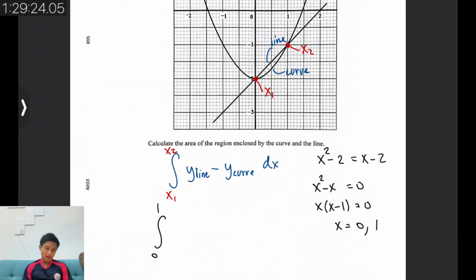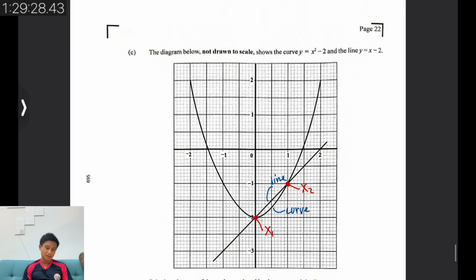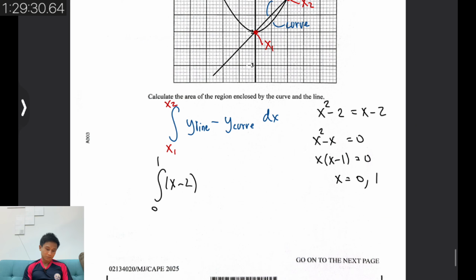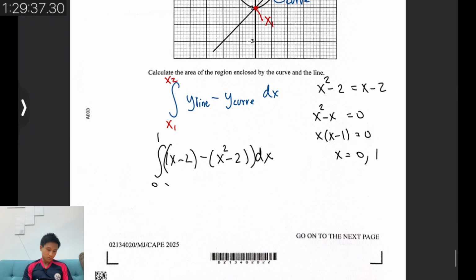And then we're going to put y line first, so the line is x minus 2, because the line is above the curve there at the area. And then subtract the y of the curve, or the function of the curve. So it's actually the integral of x minus 2 minus minus 2, so that goes away, and then we have minus x squared instead here. That's fine. And I put this to dx, and the bounds is still 0 to 1.